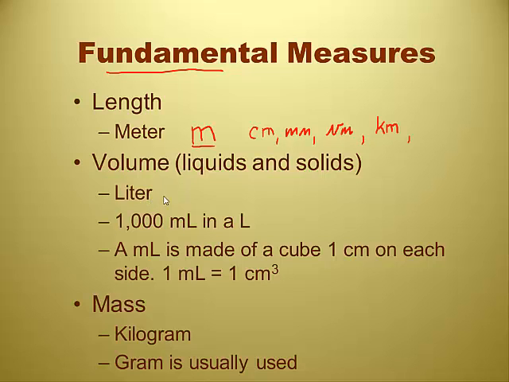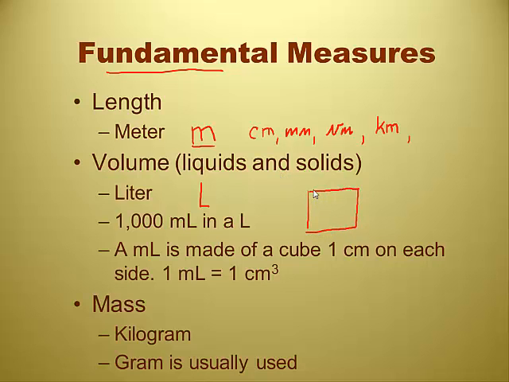Volume, the fundamental measure is the liter, which we abbreviate with an L. There are 1,000 milliliters in a liter, and in chemistry, most of the time we wind up measuring things in milliliters because we don't want to use a heck of a lot of stuff. But the fundamental measure is the liter. Now that would be for liquids, correct, Mr. Kane? Liters and milliliters? That would be correct.